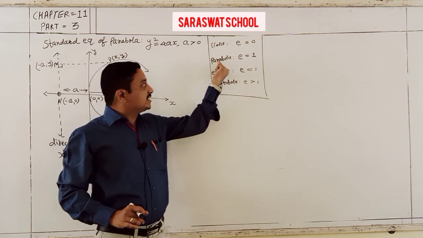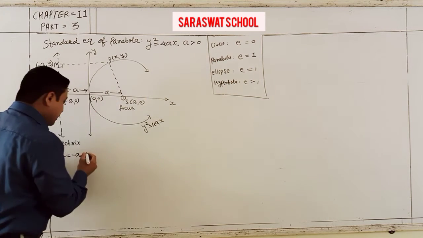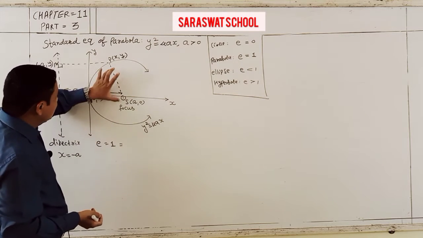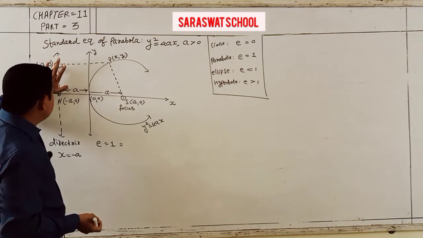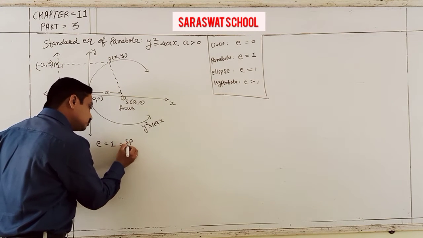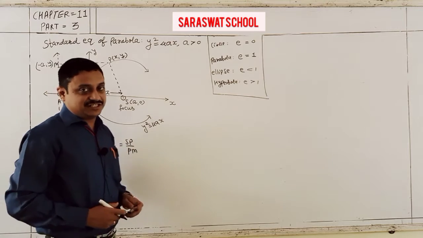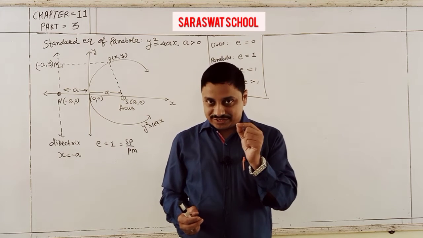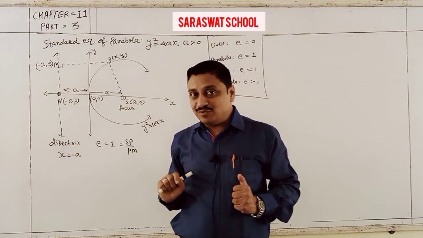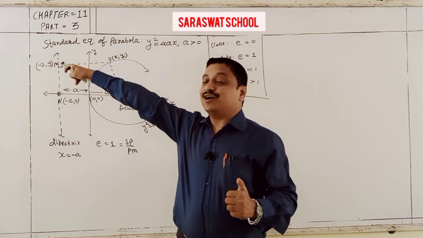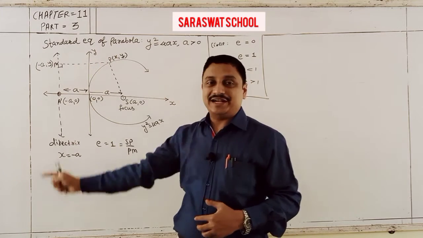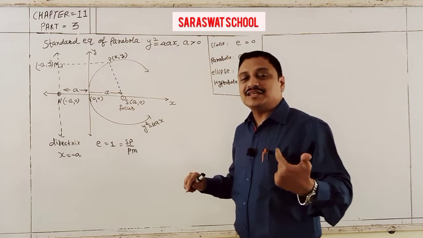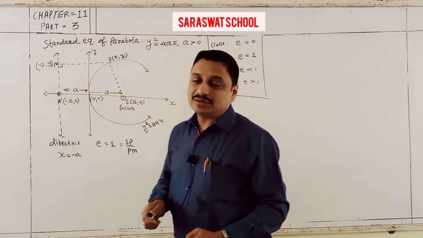Now I go to the eccentricity e is equal to 1. Students, here in the parabola the eccentricity e is equal to 1, but what is e? e is the ratio SP upon PM. So what is the definition of eccentricity? It is the ratio between the distance from the focus to any point on the curve and the distance from that point to the directrix. In the circle there is no eccentricity, that is why I did not explain it there, but here we go by the definition.